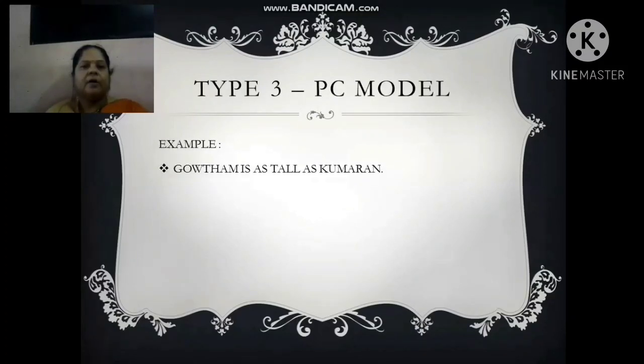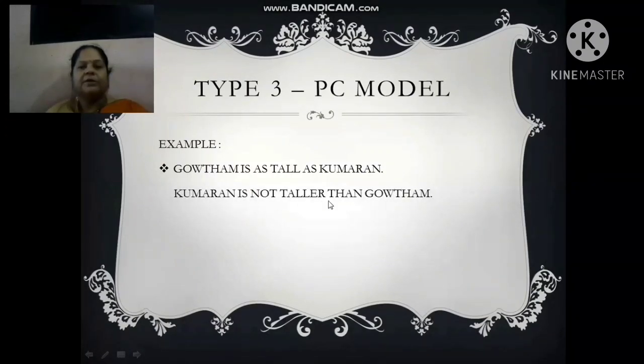Example, Gautam is as tall as Kumaran. This is positive degree. Comparative degree, Kumaran is not taller than Gautam. See, in the given sentence, not is not there, so we should use not. Is it clear, all of you? So when we change one degree to another degree, we should not change the meanings. It's very, very important. Is it clear?